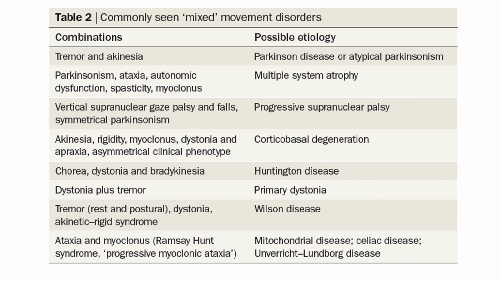In PSP, that is progressive supranuclear palsy, it may be associated with vertical supranuclear gaze palsy and falls, and symmetrical Parkinsonism also. In cortical-basal degeneration, there are a variety of disorders like akinesia, rigidity, myoclonus, and even dystonia that may occur. Huntington's disease may have chorea, but they may also have dystonia and bradykinesia. Wilson disease usually has tremors, at rest and postural tremors. It may have dystonia also, while mitochondrial diseases may have ataxia and myoclonus also.